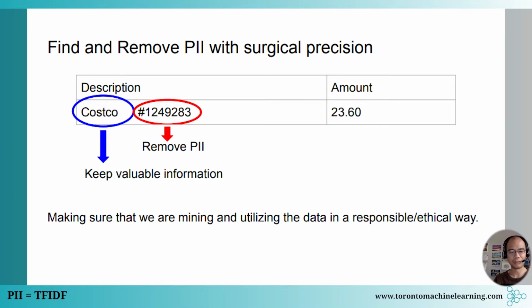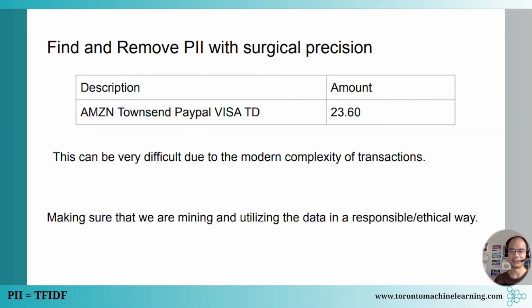And in this example, you might think it's simple. Costco is the thing I want to keep, and whatever can be your membership number, just kill it. It turns out that if we look at the entire bank statement, any transaction data as a whole, it is more complicated than we thought, because nowadays transactions are complicated. Imagine you go on Amazon to buy something. Sometimes you don't really buy from Amazon. You're buying from a seller, and Amazon is really just the interface. It's a middleman in that transaction.